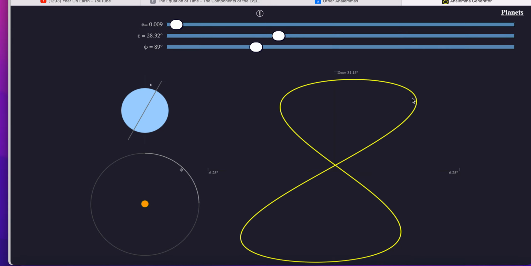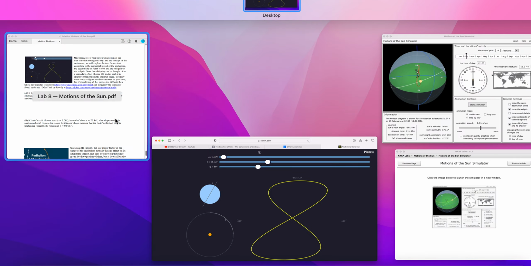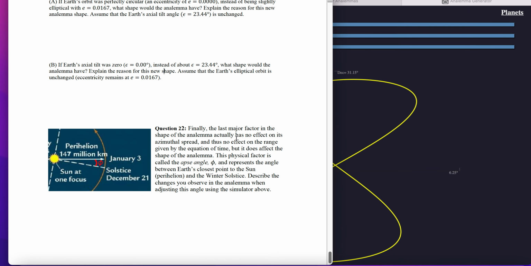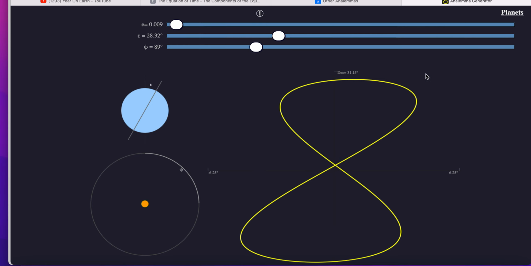We can look at Neptune. Neptune has a figure eight that actually looks a lot like ours, but then again, the values are similar. So that's a good way to show some examples without giving away the answer. And then finally, question 22 does refer to that apse angle. I have a figure here that shows what it is, because it's the angle between the solstice and the perihelion. Within the orbit of Earth, the angle between those two points in the ellipse is the apse angle in degrees. And you can actually control that within the simulator.